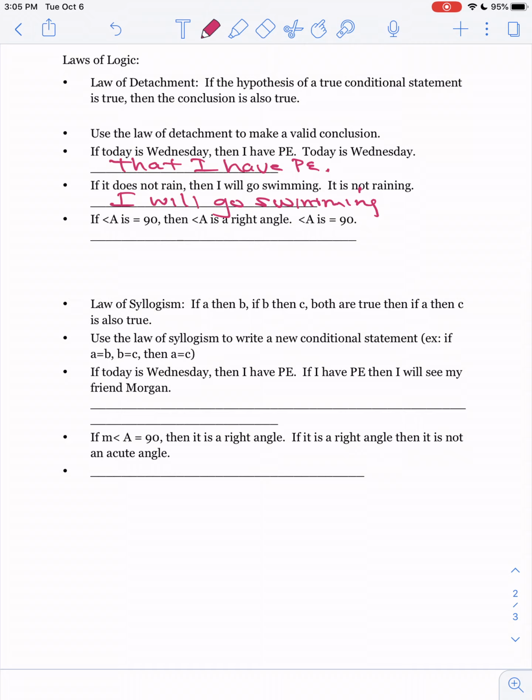If the measure of angle A equals 90 degrees, then angle A is a right angle. Angle A does equal 90 degrees. I can conclude that angle A is a right angle.